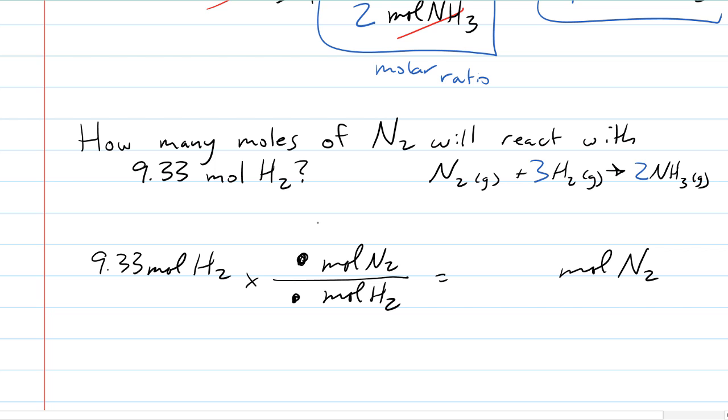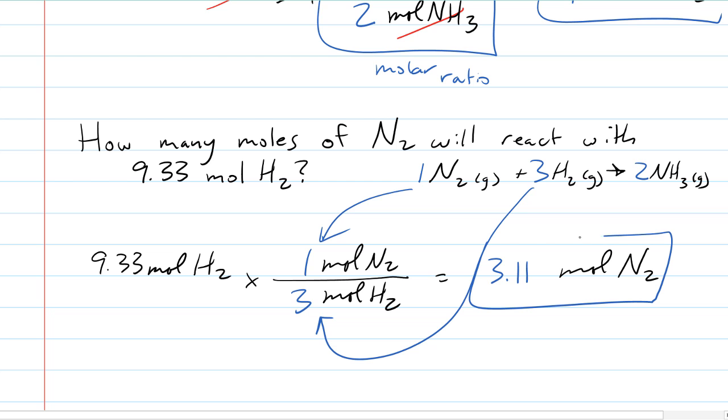Right. So now we need some numbers that go in here. Where do these numbers come from? Balanced equation. So what number goes on top? 1. What number goes on the bottom? 3. Again, the 1 comes from here, the 3 comes from here. These come from the coefficients in the balanced chemical equation. We take 9.33 divided by 3, we wind up with 3.11. Okay, any questions on this one? What do we call this conversion here? Molar ratio.